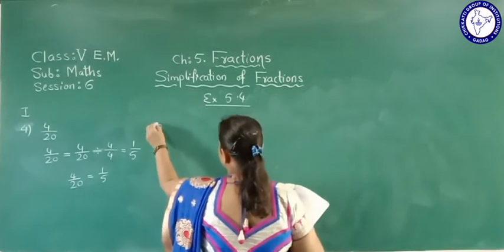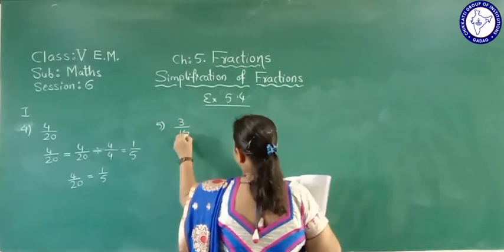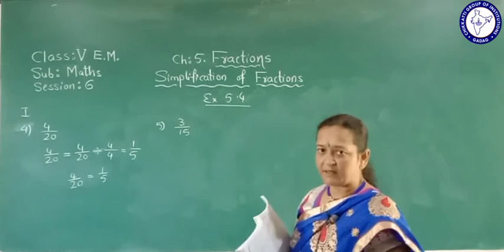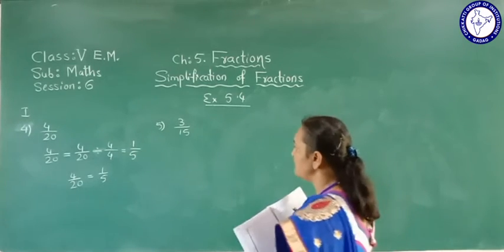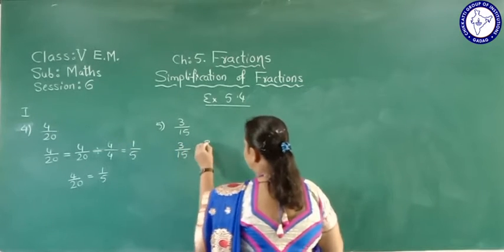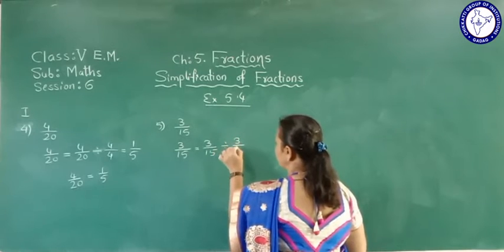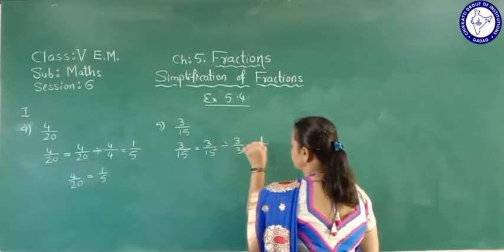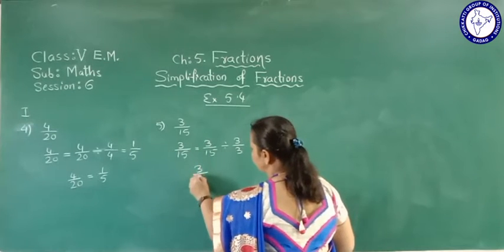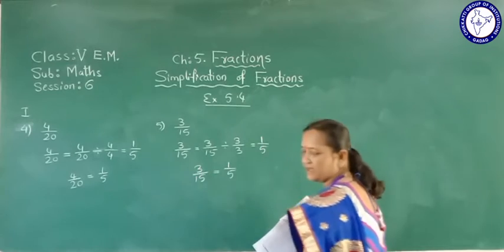Then fifth question, it is 3 by 15. Very easy question. 3 and 15 we find in the 3 table. 3 ones are 3, 3 fives are 15. So here 3 by 15 we write as 3 by 15 divided by 3 by 3. So here 3 ones are 3 and 3 fives are 15. So this 3 by 15 is written as 1 by 5.